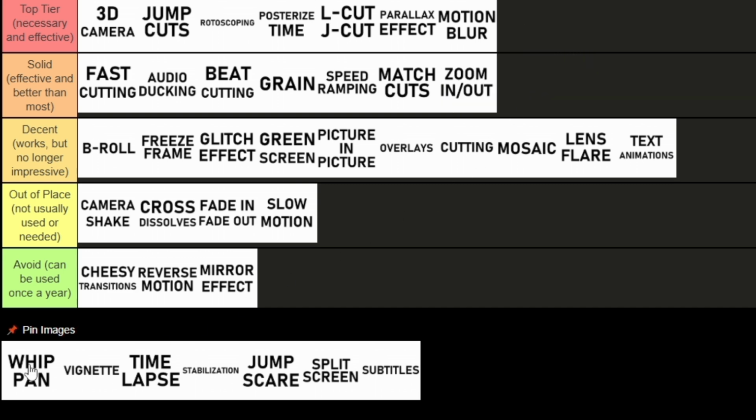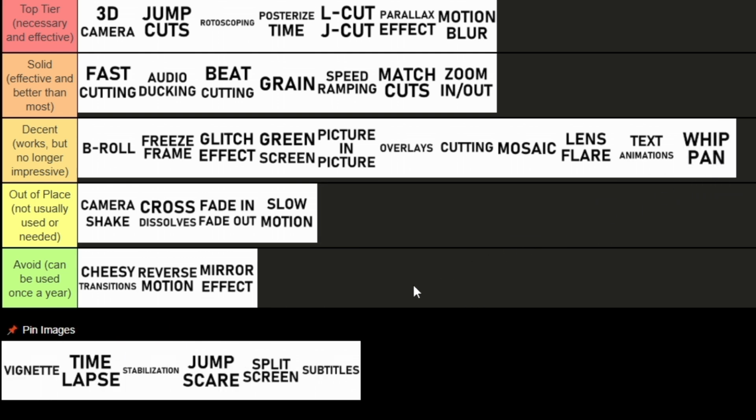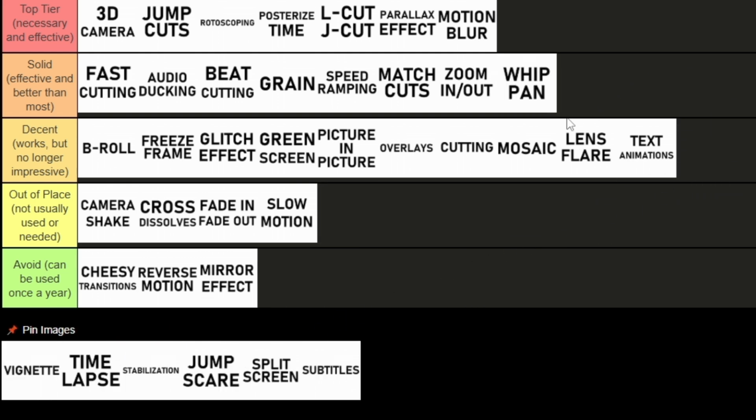Whip pan can be tricky. It's a technique you can use for a cool transition, but it's easy to mess it up and create something static instead of dynamic. At least it will look unnatural. With the right approach and well-planned filming, it can look great, so I'll place it in solid, even though it's a less commonly used editing technique.